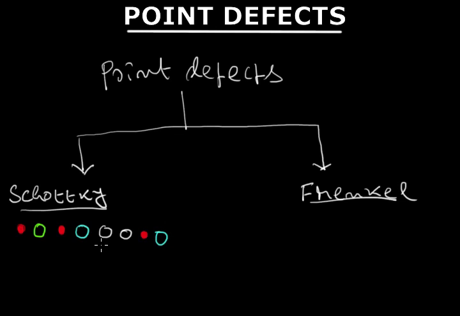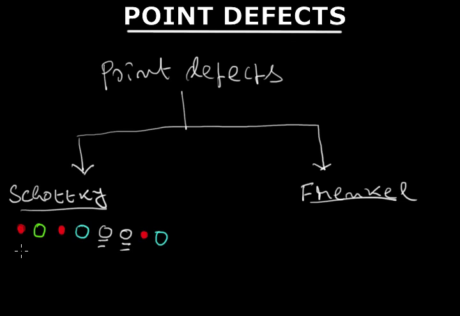So equal number of cation and anion disappear from their original position. As a result, the defect occur is called Schottky defect.